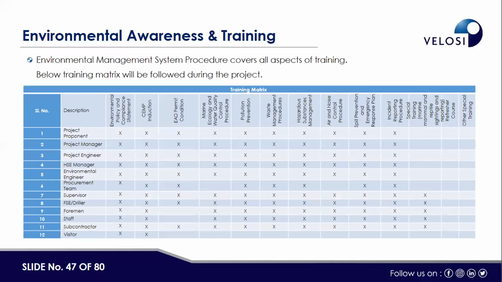So in this one, we have developed the training matrix. As I mentioned before, the competency of the persons responsible for the implementation of the EMP is a critical part. So we have to make sure of the competency of the person as well. So in this plan, we have developed a training matrix that must be implemented during the project. You can see that we have developed the training matrix for the project proponent, the project manager, project engineer, HSE manager, environmental engineer, procurement team, supervisor, and all other persons that are involved in that particular project. Based on the designation and their involvement in the project, we have developed a training matrix so that they can be a source for the implementation of the EMP.